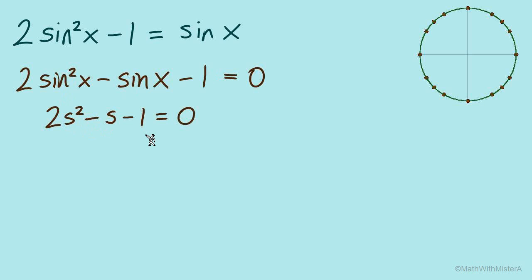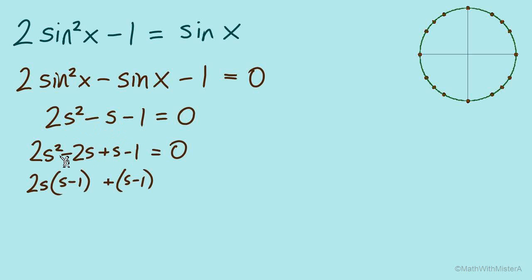I'll be sure to put sine x back in after I do all my steps, but as I figure out how to handle this quadratic, I'm just going to use s instead. So I see I can do a factor by grouping if I split this middle negative s into a negative 2s plus s. Here's a factor by grouping. (s minus 1)(2s plus 1).